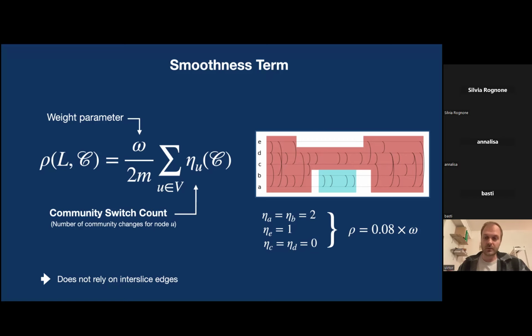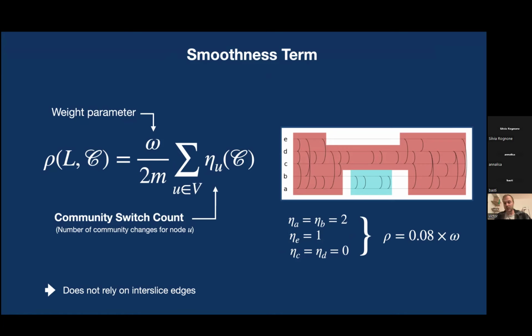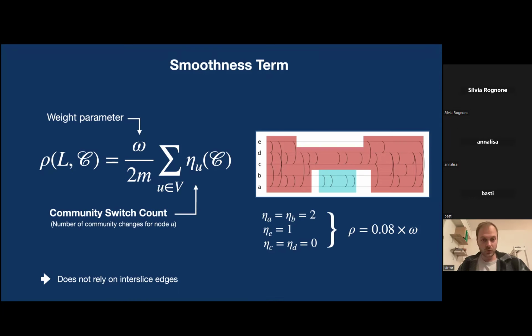Eta D and C are 0 because they always stay in the same community. Eta A and eta B leave the red community to enter the blue community, then leave the blue community to enter the red community. So we say that they change community twice, so their community switch count will be 2. So we compute the sum of each community switch count.